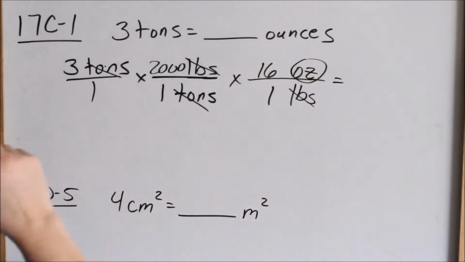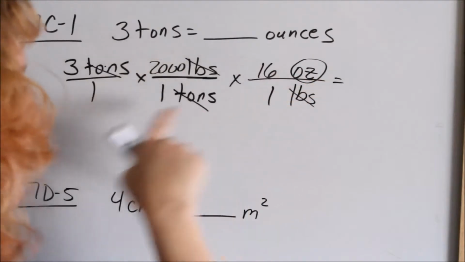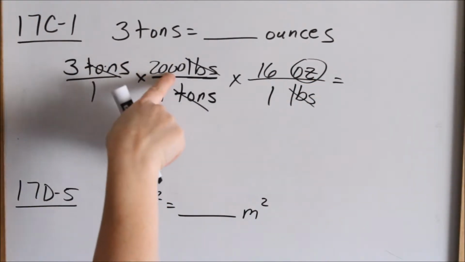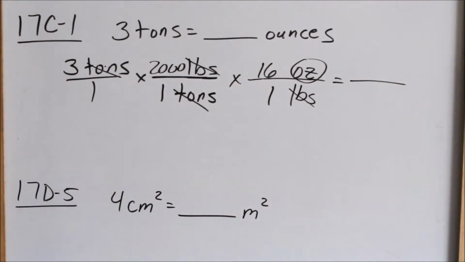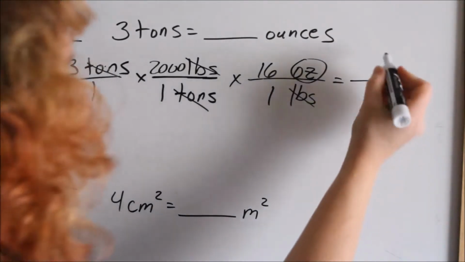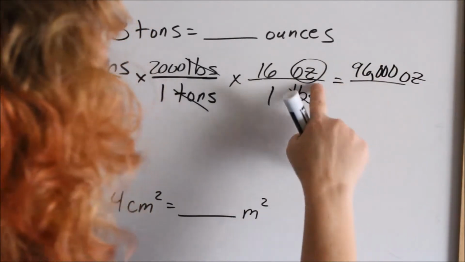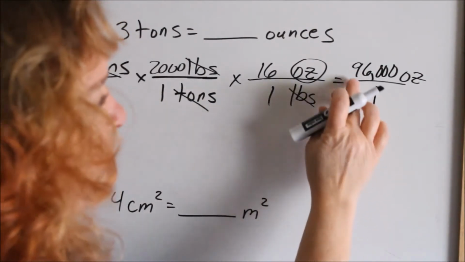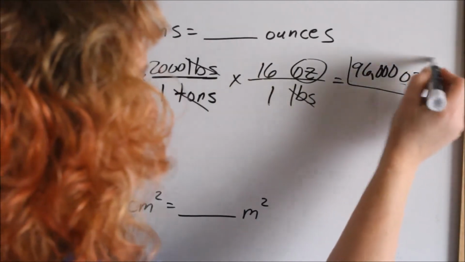So now I am multiplying fractions. When you multiply fractions, you just go across the numerators and then across the denominators. So what I have left is 3 times 2,000 times 16. 3 times 2,000 is 6,000, times 16 is 96,000. And ounces is my unit that's left. The denominator is 1 times 1 times 1, which is 1. Not necessary to write that because 96,000 divided by 1 is still just 96,000.